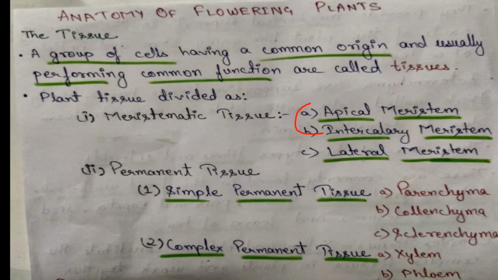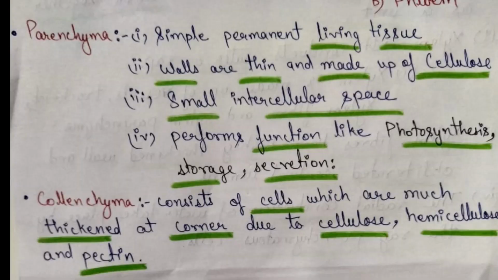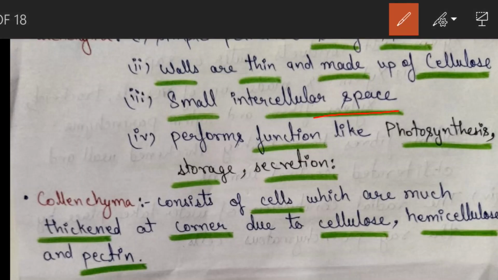Next, we have permanent tissue. In this we have two categories: simple permanent tissue and complex permanent tissue. In simple permanent tissue we have parenchyma, collenchyma and sclerenchyma, and in complex permanent tissue we have xylem and phloem. So we study parenchyma a little bit in detail. Parenchyma is a simple permanent living tissue. Walls are thin and made up of cellulose. Small intercellular space is there, or no intercellular space you can say, and they perform the function of photosynthesis, storage and secretion.